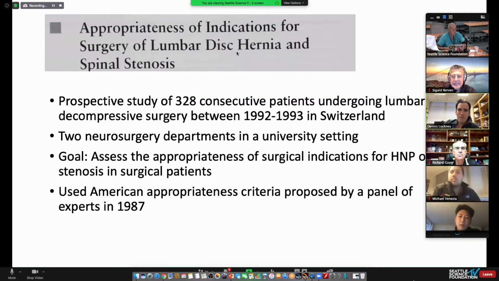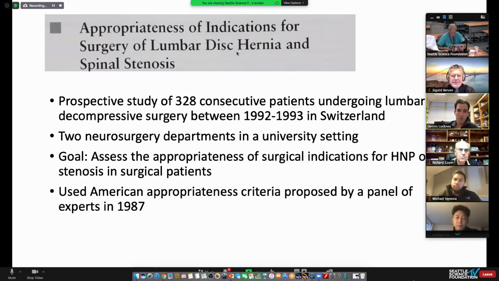So what this paper was, a brief overview, is a prospective study of 328 consecutive patients that underwent lumbar decompressive surgery between 1992 and 93 in Switzerland. They studied 2 neurosurgical departments at 2 different hospitals in a university setting.